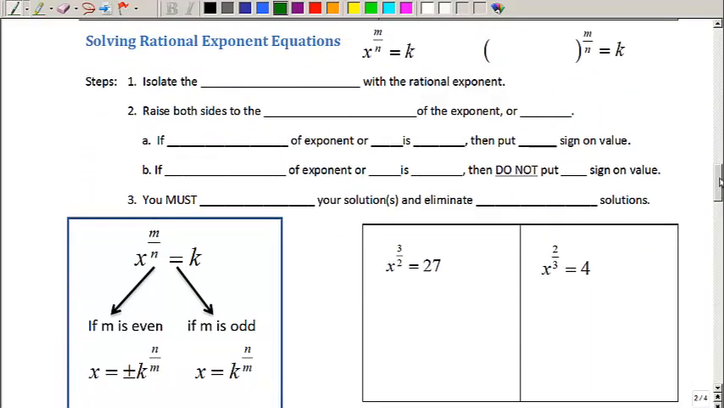In this next section, solving rational exponent equations, we have the most simple form, x to the m over n equals k, that we're trying to solve, or x could also be an expression inside the parentheses to the m over n equals k. So the first thing I would like to do is isolate the expression with the rational exponent. Next, I'm going to raise both sides to the reciprocal of the exponent, or in this case, n over m.